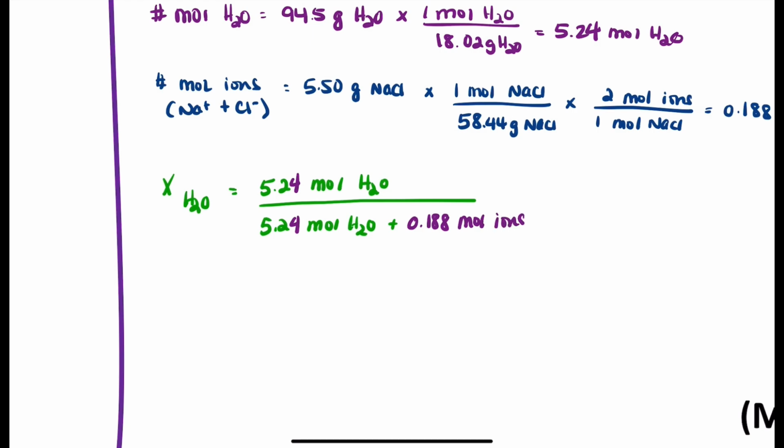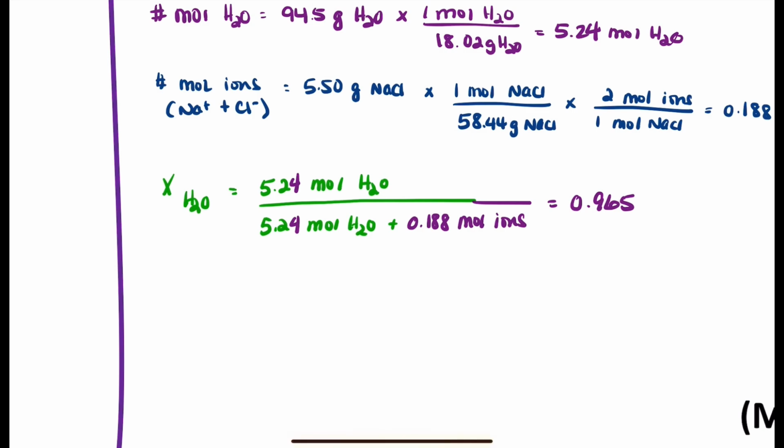So, moles of ions. That gives me a mole fraction of 0.965. What does that mean? That means that 96.5% of my sample is due to water. The rest is due to the ions. And those ions are going to hold some of that water back.